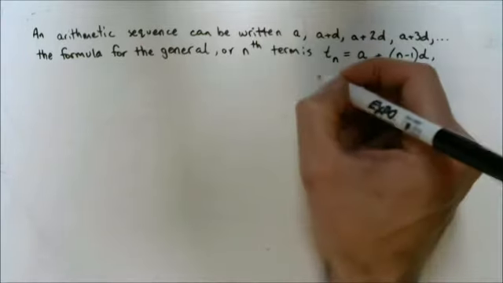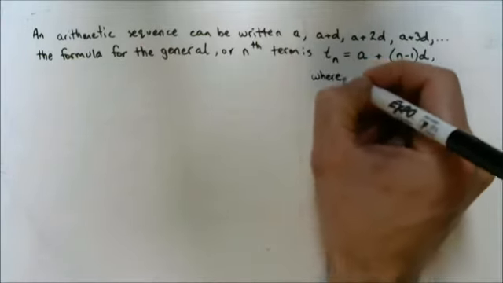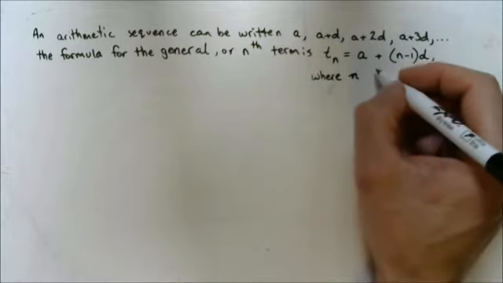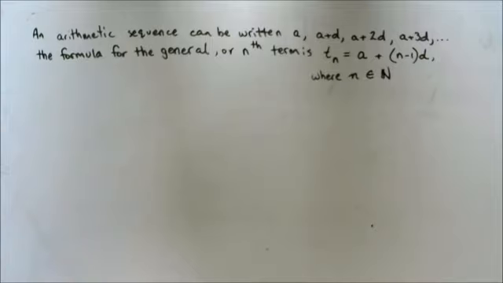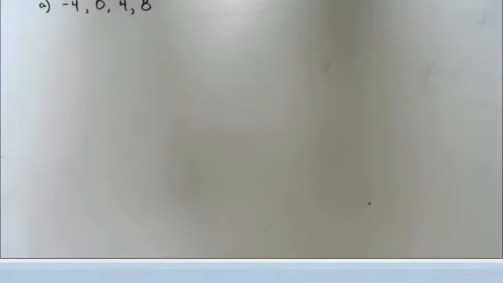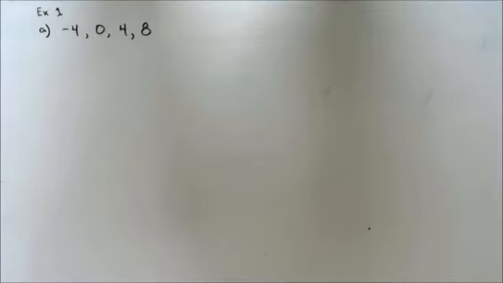And just a note, where n belongs to the set of natural numbers, the ordinal numbers that we count with, beginning at 1. 1, 2, 3, 4, 5, 6, on and on and on. Example 1, we are given arithmetic sequences, and we need to determine the values of the first term, a, and the common difference, d.